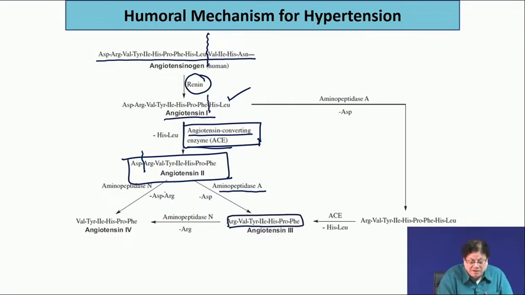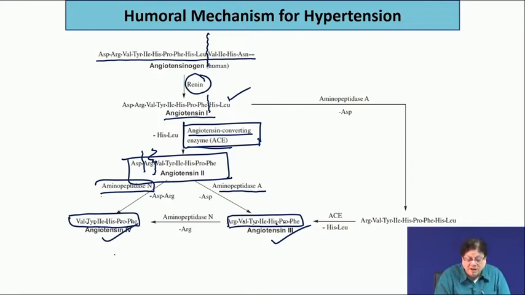And another aminopeptidase N, which cleaves the dipeptide from the N terminus. That means it is a 6 amino acid containing one, 1 2 3 4 5 6, and here it is 7 amino acids, 1 2 3 4 5 6 7. So, this is angiotensin 3, this is angiotensin 4.